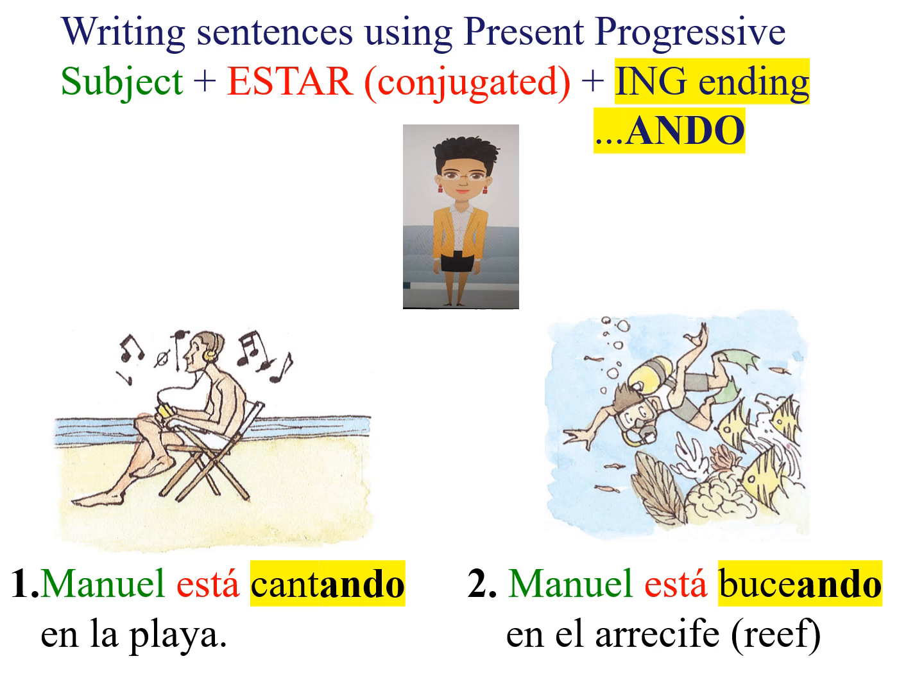For example, in this sentence, remember, we always need a subject, the conjugated verb estar, and the equivalent to the ing in Spanish. In picture number 1, Manuel is singing on the beach, okay? So, we have Manuel está cantando en la playa. Did you see? We have the subject, Manuel, is he. Conjugated verb, estar, in this case está. AR verb, cantar. We drop the AR and we say ando.